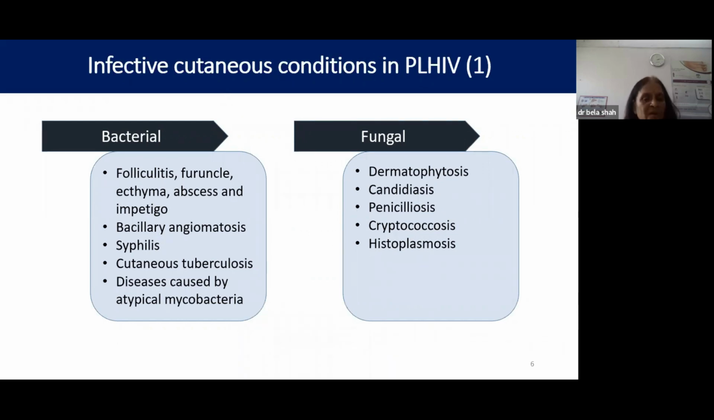What we see in these patients are folliculitis, furuncle, abscess, eczema, and impetigo. Even cutaneous tuberculosis is not uncommon. Many times we have seen patients who developed cutaneous diseases due to atypical mycobacteria. The typical skin condition that we see is bacillary angiomatosis, which is seen in the background of PLHIVs.